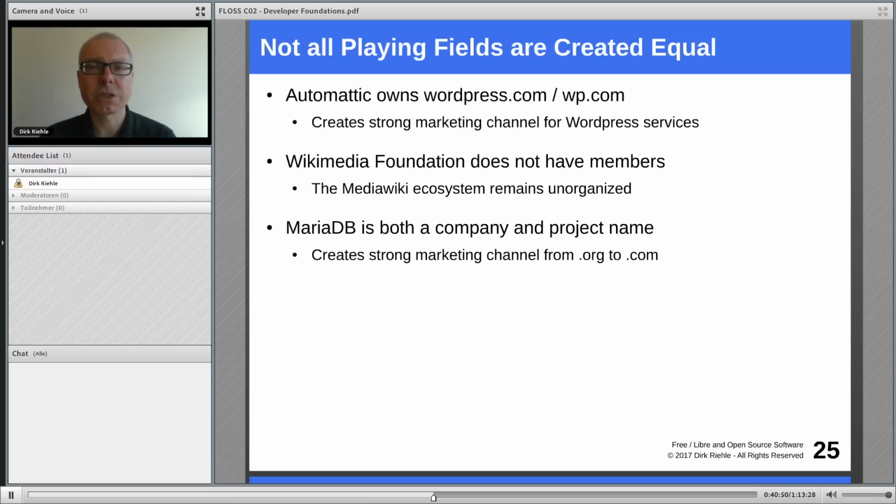If the Wikimedia Foundation says one thing and the community wants another thing, well, the community doesn't have a handle. The Wikimedia Foundation has the rights and employs the core people. And MariaDB, well, the foundation and the company have the same name, so there is some connection in the minds of customers that makes this a stronger marketing channel, where folks will go to mariadb.com rather than to any other, and less likely than any other company in the MariaDB ecosystem.